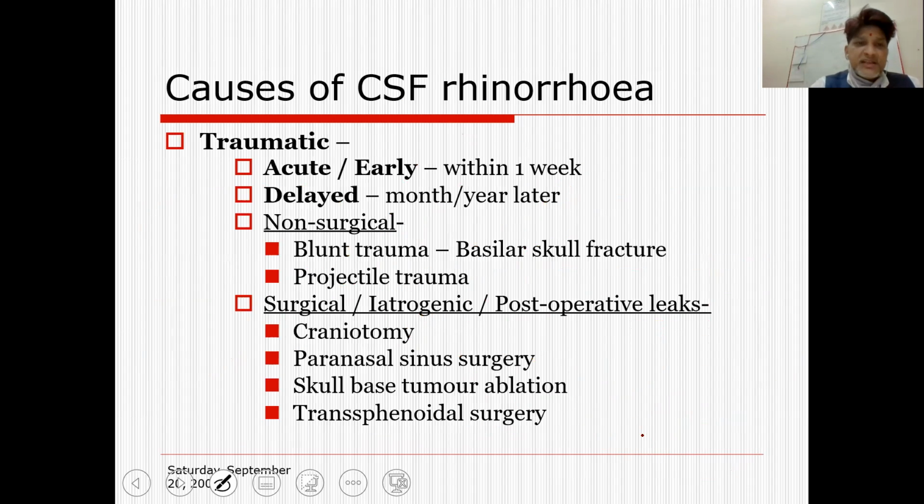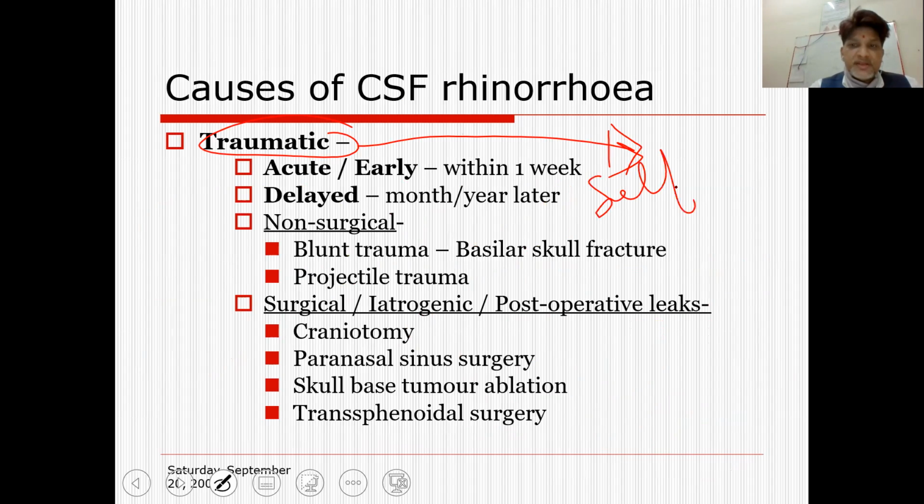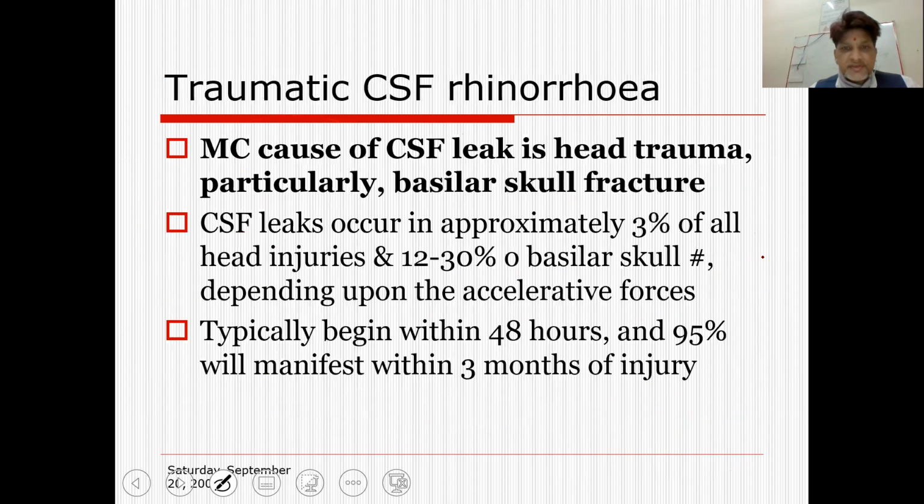Essentially, the traumatic leak needs no treatment, and the chances of self-healing are quite high. But in case of a spontaneous CSF leak, surgery is primarily the only option available. And let me discuss some surgical approaches.